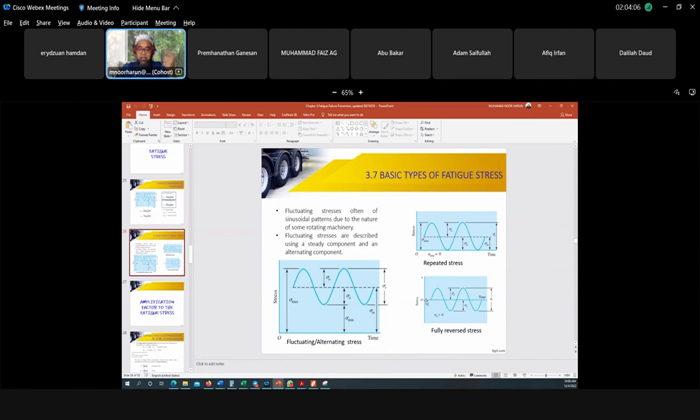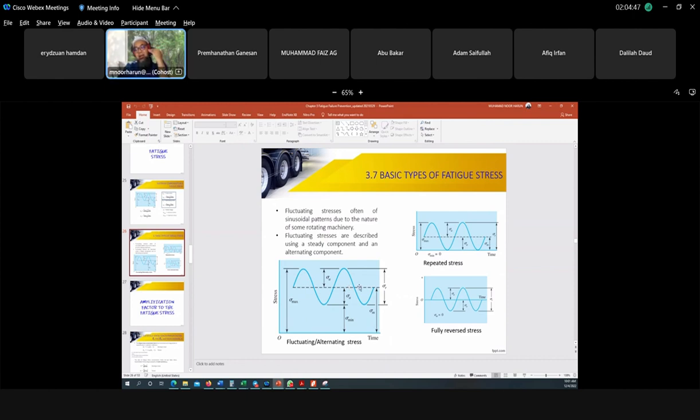Sigma max maximum minus sigma minimum. So you akan dapat sigma min equal to 0. 0 kat tengah. Kalau repeated stress, so sigma min you bukan 0 lah. So the criteria of repeated stress macam ni. So this fluctuating macam ni. So you have the value of sigma min.